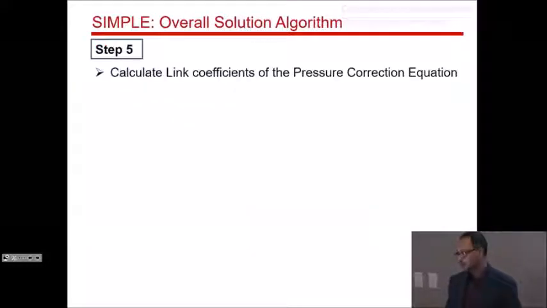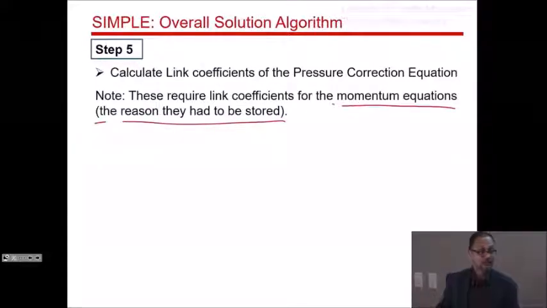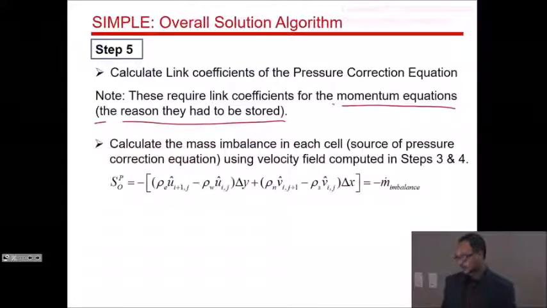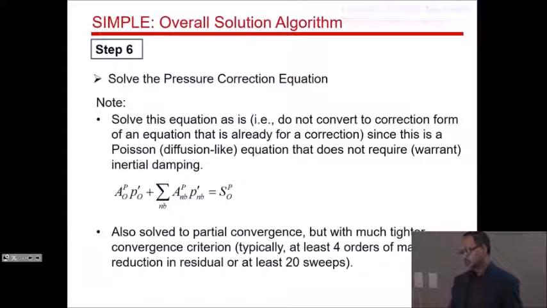What do I do with that? Now I'm going to calculate my link coefficients for the pressure correction equation. These require link coefficients for the momentum equations. I already showed you that the A naught P, for example, requires A naught X and A naught Y. And then with that velocity field that I just calculated in step 4, I'm going to calculate my mass imbalance. So I solve my momentum, I take the velocity field and calculate mass imbalance in each cell. That becomes basically my driver for the pressure. So step 6, you solve the pressure correction equation.